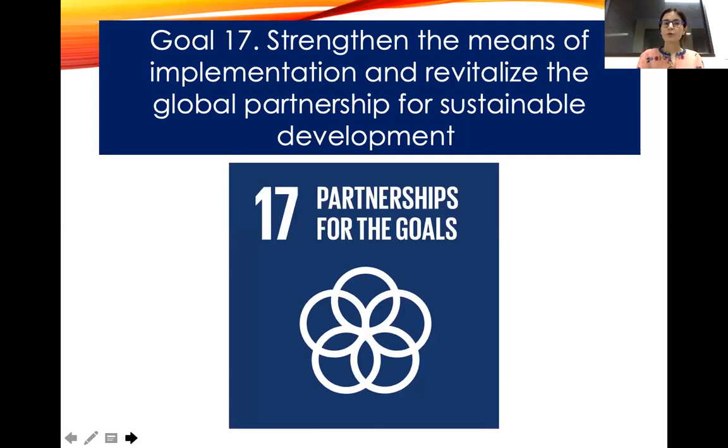And finally, we've set all these goals. And when we set all these goals, we have to make sure that we actually are able to implement them. So this 17th goal is talking about the systemic changes, the changes in the way institutions work, the changes in the way in which global partnership can be improved to make sure that we actually achieve these goals.